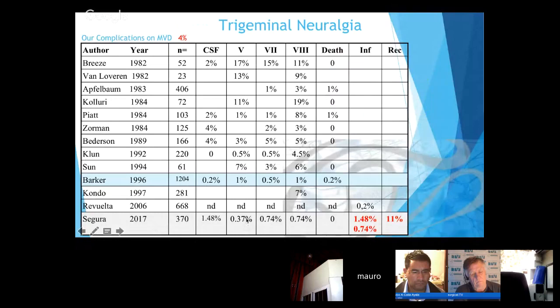keratitis by trigeminal lesion of the ophthalmic branch, facial loss of the audition. Up to now, there is no case derived from the surgery.